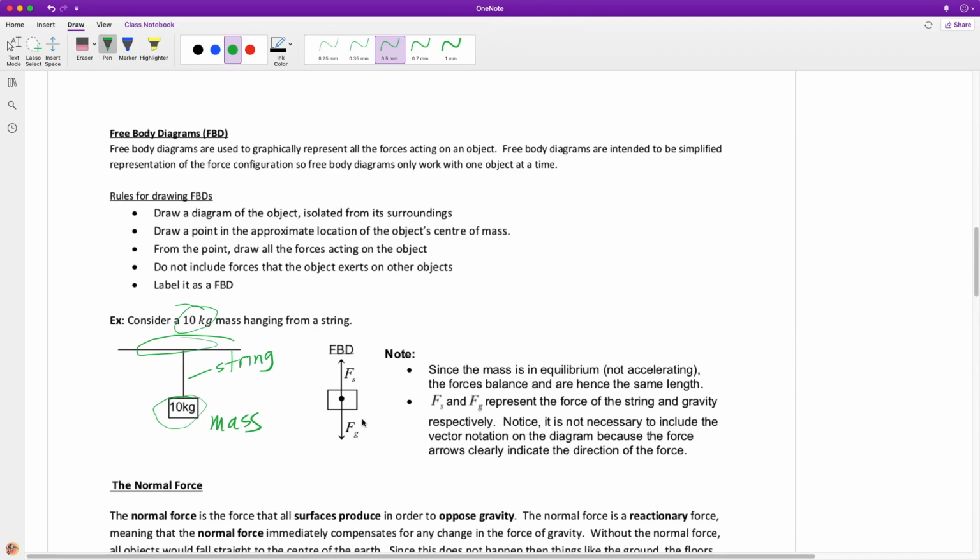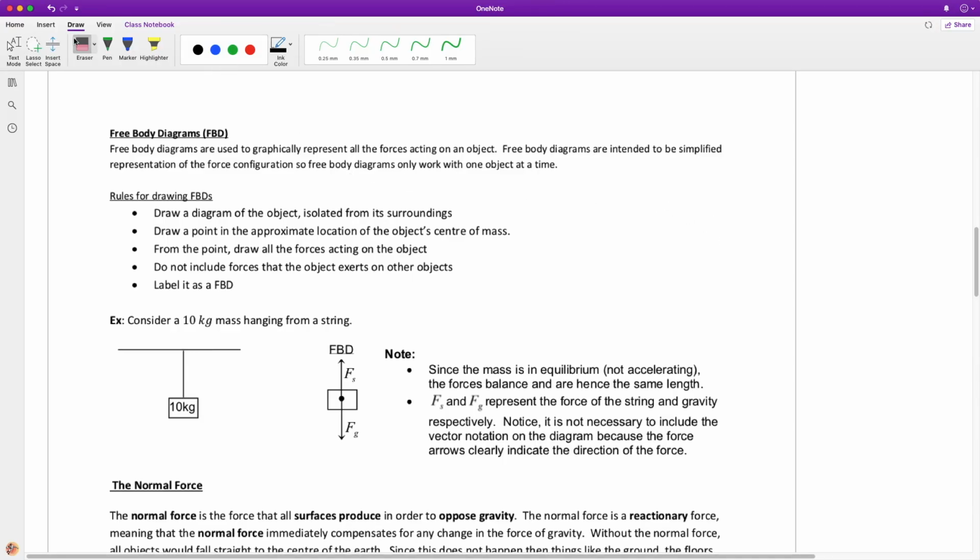So let's think of it another way. Think of this as a tug of war. Fs is on team up, Fg is on team down. When the mass is stable like this, that must mean that the downward force must be counterbalanced by the upward force, so they cancel each other out and the object does not move. And this is how you draw a free body diagram.